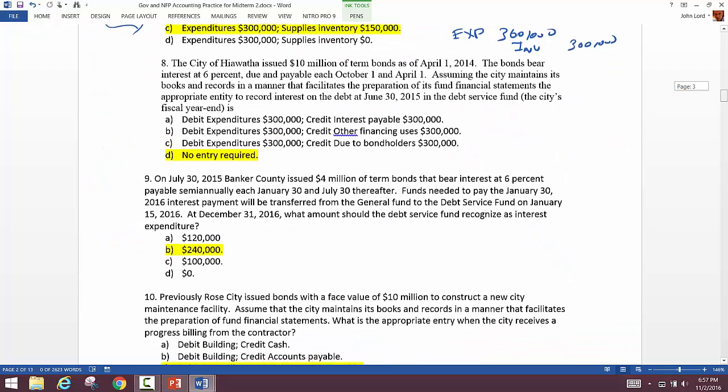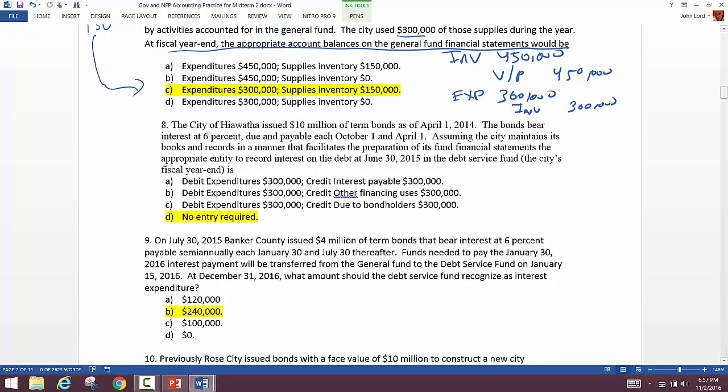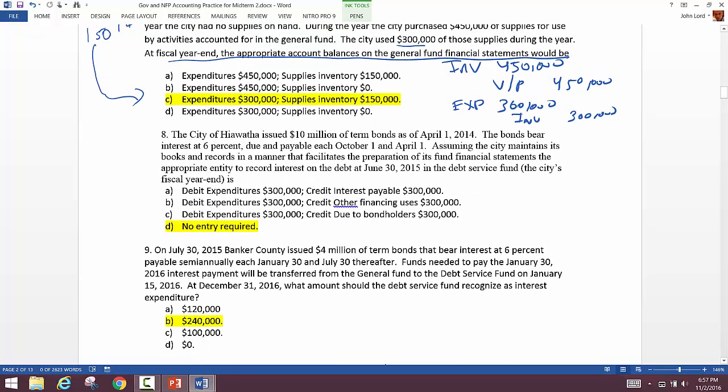The city of Hiawatha issued 10 million term bonds on April 1st, 2014. The bonds bear interest at 6% due and payable on October 1st and April 1st. So they issue the bonds on April 1st and they're going to pay some interest, what? October 1st? Okay? And then again April 1st of the next year.